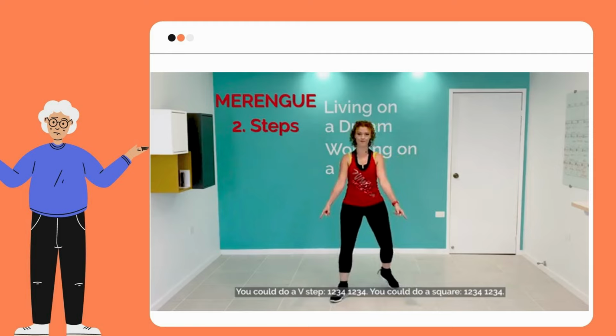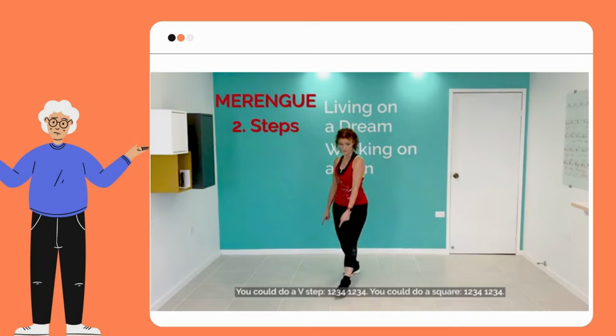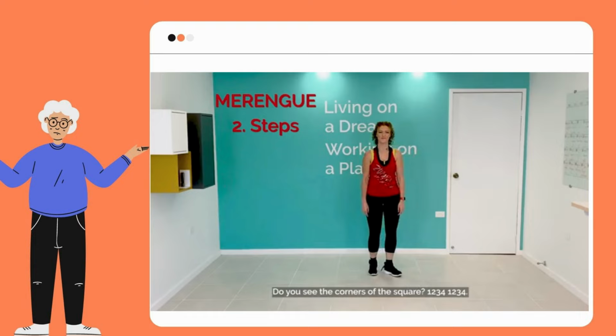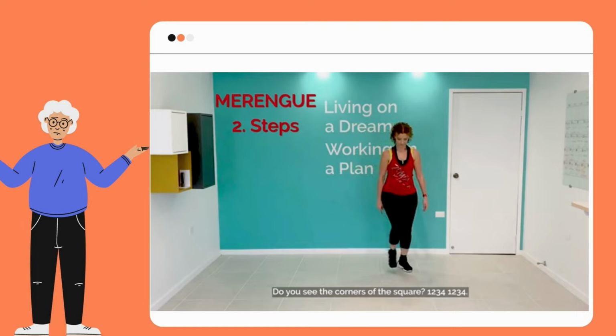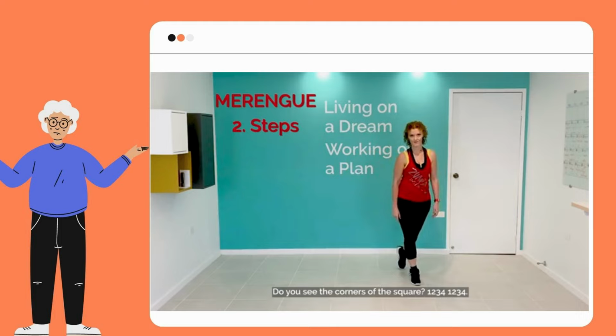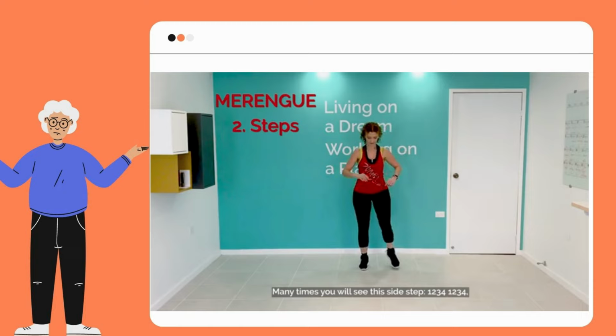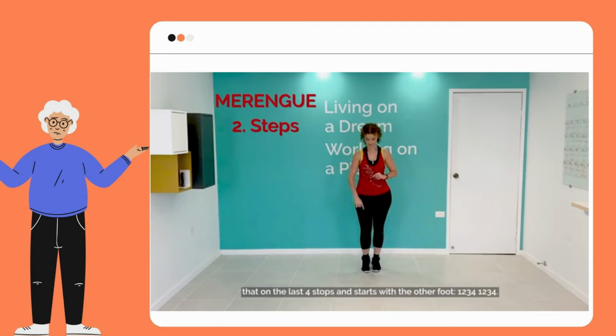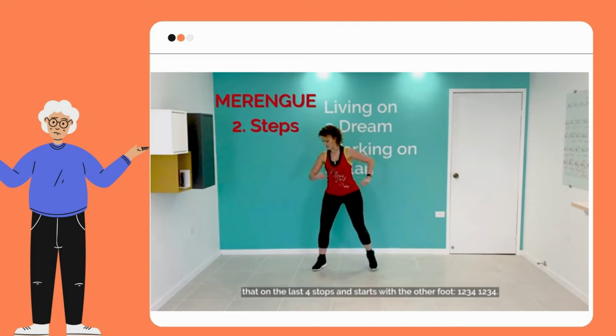You could do a square. 1, 2, 3, 4, 1, 2, 3, 4. Do you see the corners of the square? 1, 2, 3, 4, 1, 2, 3, 4. Many times you will see this side step. 1, 2, 3, 4, 1, 2, 3, 4, that on the last 4 stops and starts with the other foot. 1, 2, 3, 4, 1, 2, 3, 4.